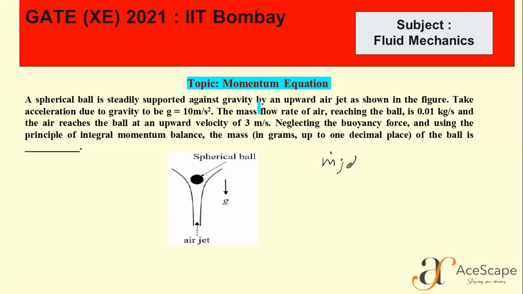Mass flow rate of jet is given. That is 0.01 kg per second. G is given and they have given us the velocity.